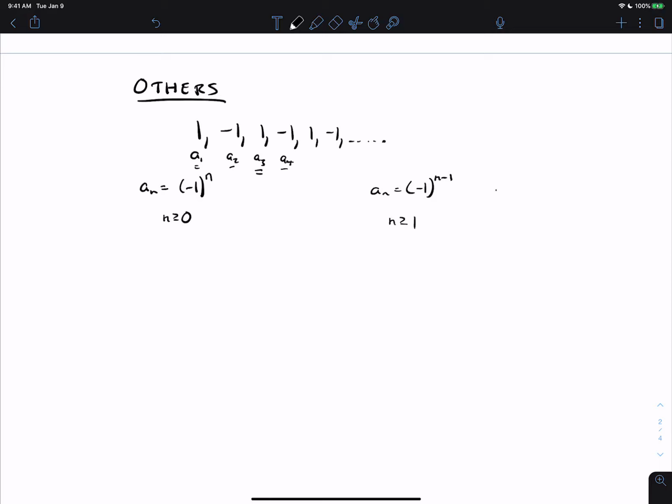We could also do a_n equals negative 1 to the n plus 1, because when we add 1 to whatever the number is, it changes the parity of the number, meaning it changes whether it's even or odd. Negative 1 to any even power is positive 1, negative 1 to any odd power is negative 1. So this expression would work as well for n greater than or equal to 1.